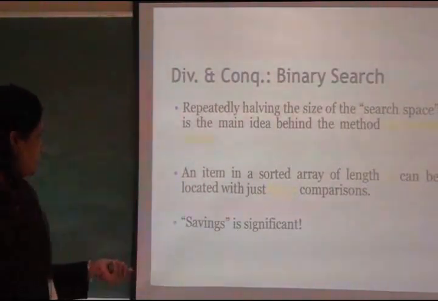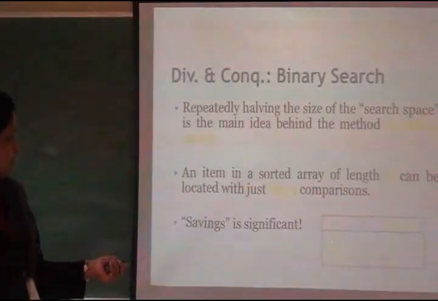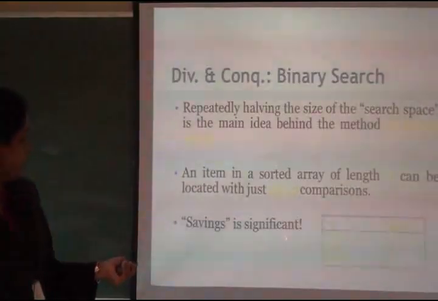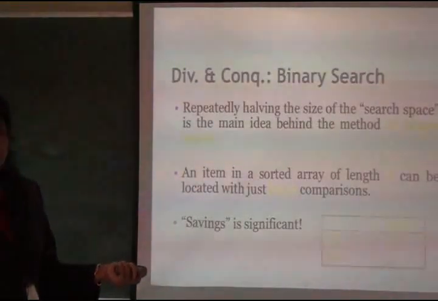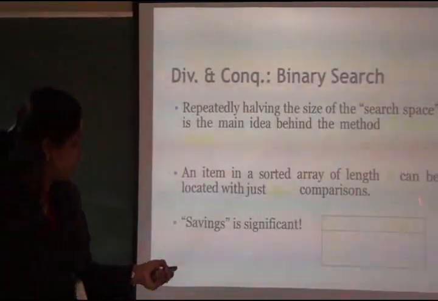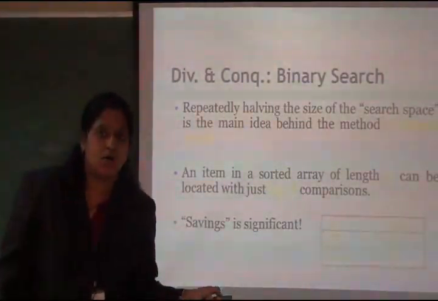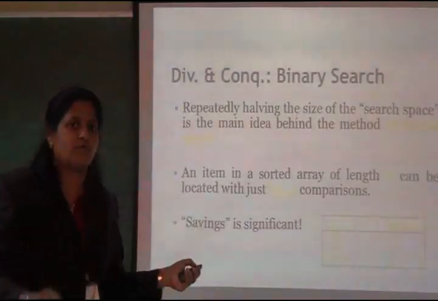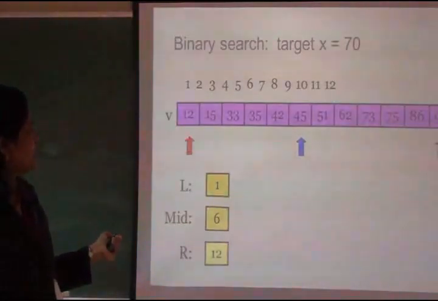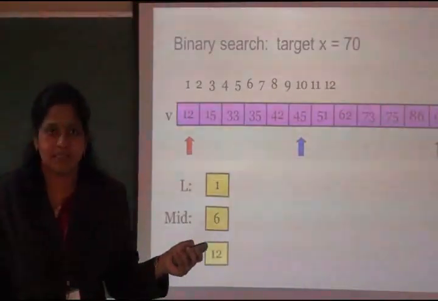For example, if there are 100 elements, it requires 7 comparisons. If there are 1000 elements, it requires 10 comparisons. If it is 10,000, it means 13 comparisons. This is the efficient way. So log n comparisons are required to find a particular element in this array. Look at this example. Here there is an array consisting of 12 elements.